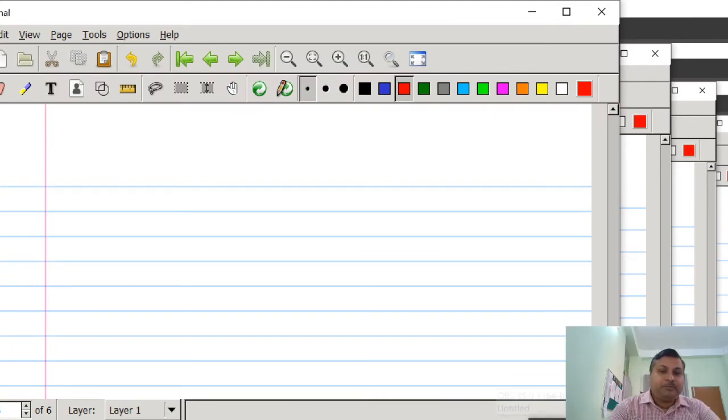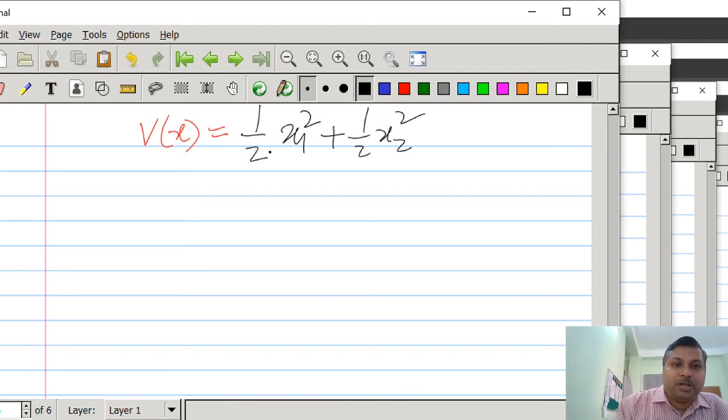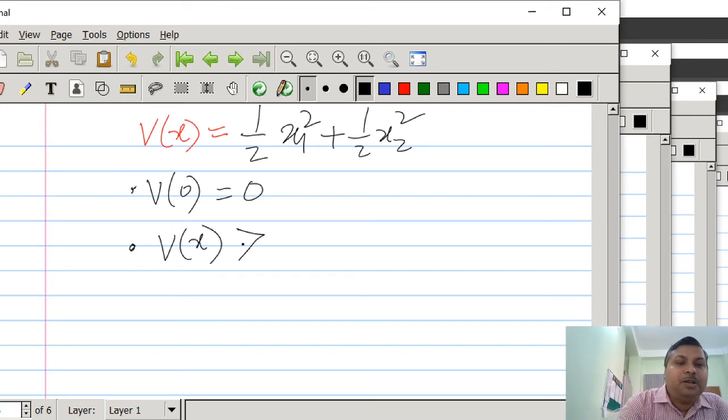Okay, so now for this problem it has already been given that V(x) is equal to half x1 square plus half x2 square. So this is a quadratic function, and obviously the first point is that V(0) is 0, and the second point is that V(x) must be greater than 0, except at 0. Okay, so now how will we prove that?